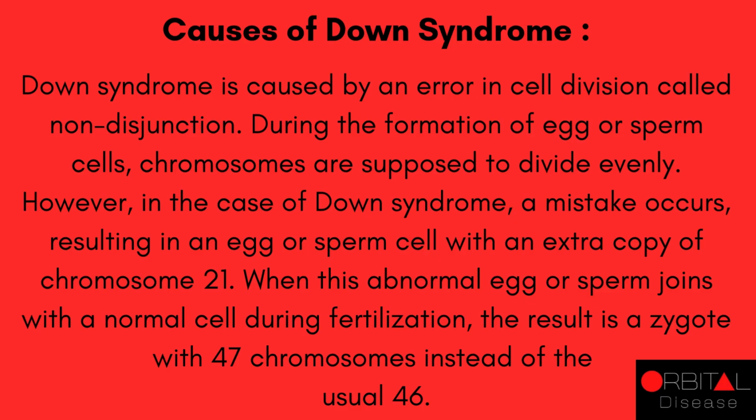Down syndrome is caused by an error in cell division called non-disjunction. During the formation of egg or sperm cells, chromosomes are supposed to divide evenly. However, in the case of Down syndrome, a mistake occurs, resulting in an egg or sperm cell with an extra copy of chromosome 21. When this abnormal egg or sperm joins with a normal cell during fertilization, the result is a zygote with 47 chromosomes instead of the usual 46.